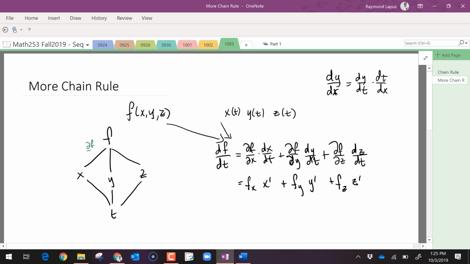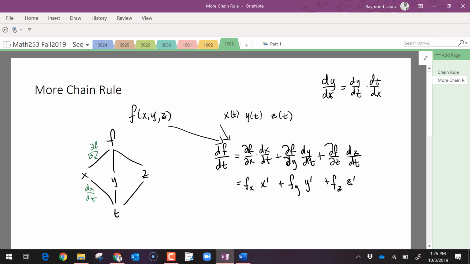So we have the partial of f with respect to x as the branch connecting. And then if we go from x to t, we notice that t is the only variable, so we know that this is a straight derivative, dx dt. And then we complete the other connections, partial of f with respect to y, and then this is dy dt. And then the partial of f with respect to z, and then dz dt.